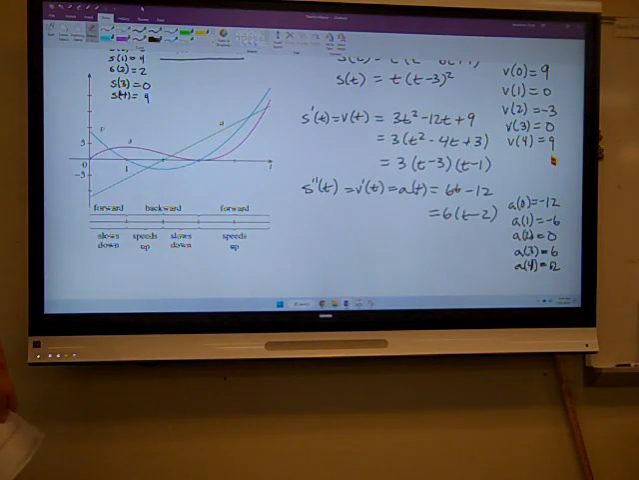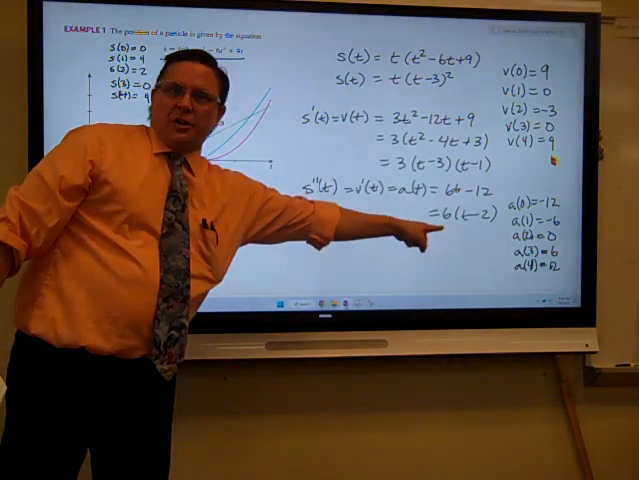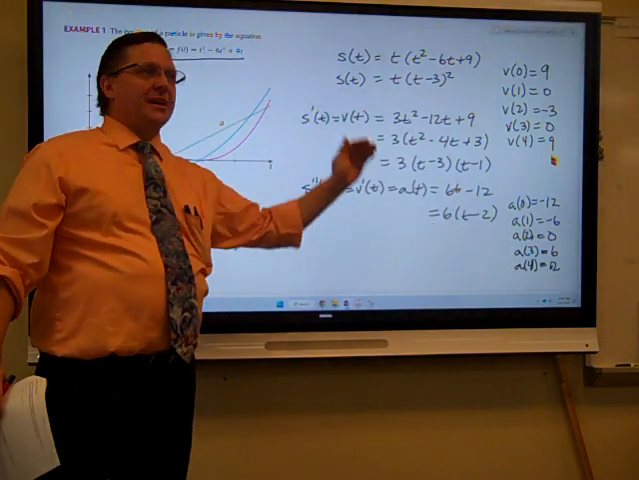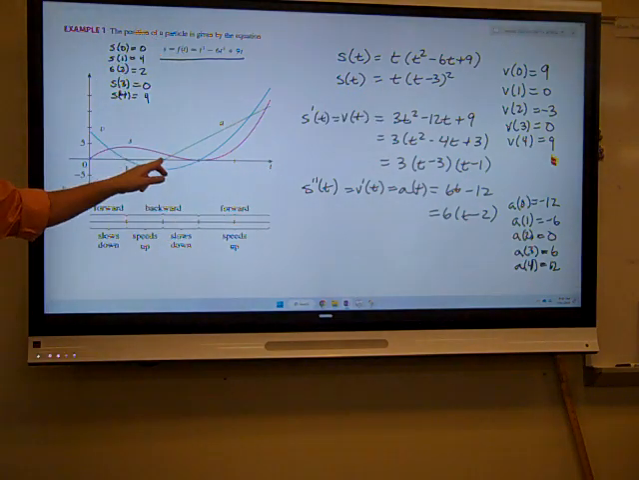When's the acceleration 0? Guys, you don't even need a graph for that. You guys agree it's over here? Time is 2. You've got to take the first derivative, second derivative, to understand where that's going. Boom, on the graph, yeah, it's right there, the green curve where it crosses the x-axis.